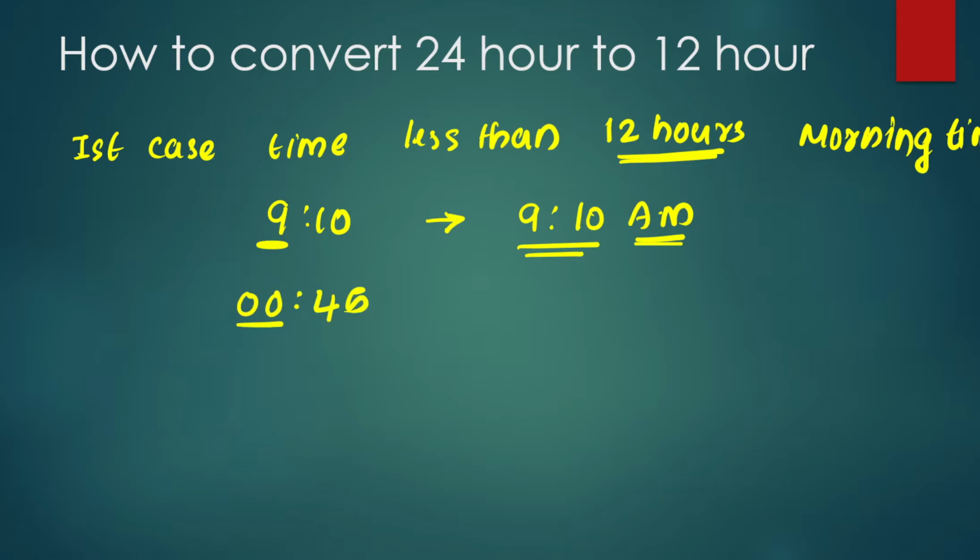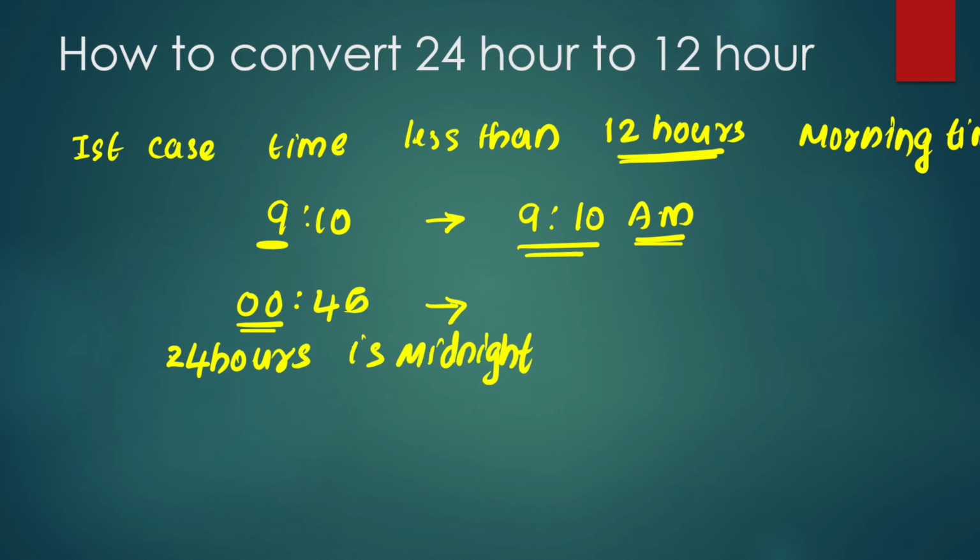But in another case, you can see 00:45. 00 in 24 hours is 12 midnight. 00 in 24 hours is midnight. So we replace 00 with 12, giving 12:45 a.m.